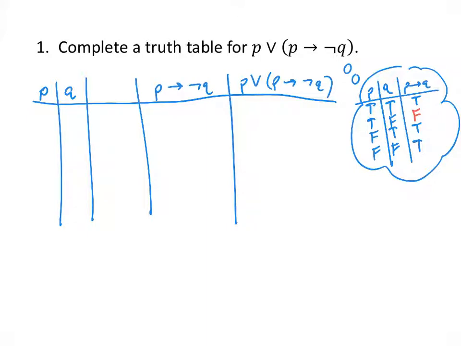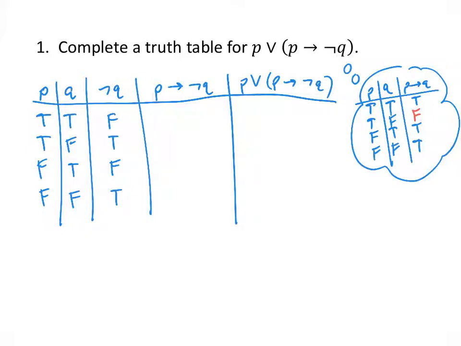Now we're going to need P, which we already have, and we're going to need not Q, so we make a column for not Q. And now we're going to be able to put our table together. So we get TTFF, TFTF. Not Q is going to be the opposite of the Q column, so that's FTFT.